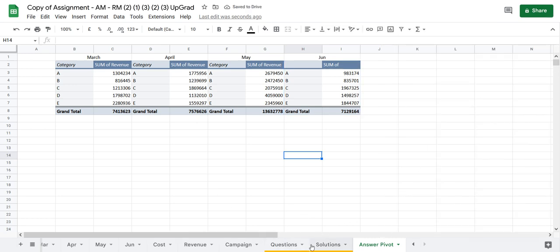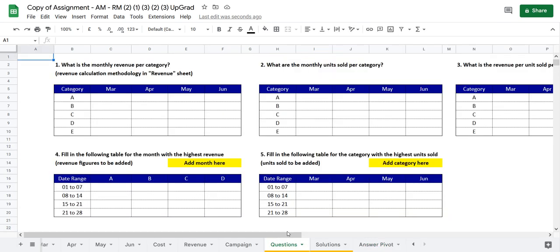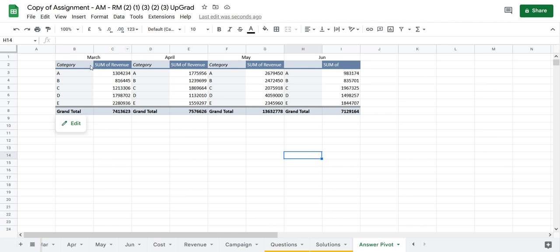Now the next thing we have to do is solve the next question. The next question is this one: what are the monthly units sold per category? Same thing. Instead of revenue we need units sold. This is for question number 1, so I'll merge it and type question 1. Now we are solving the second question.